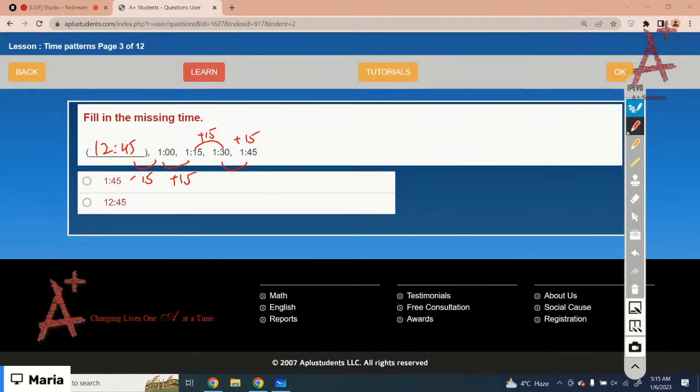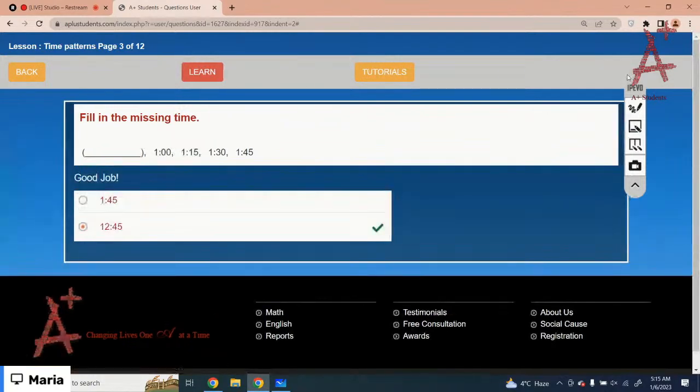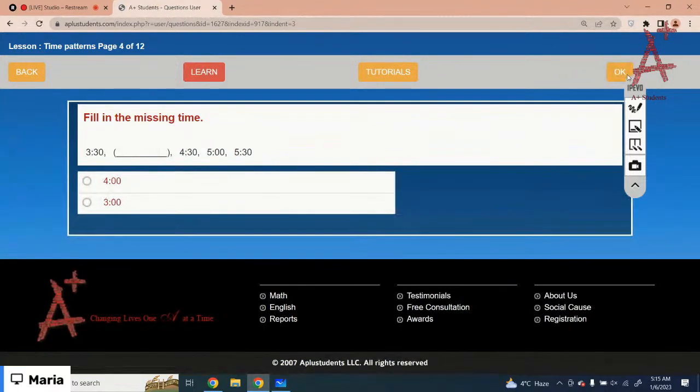So the correct option is 12:45. So select the correct option and click on the OK button. Okay, fill in the missing time. So which is the correct option?